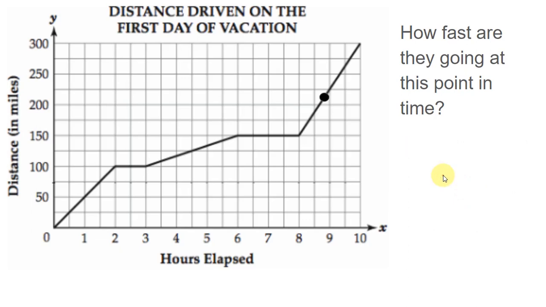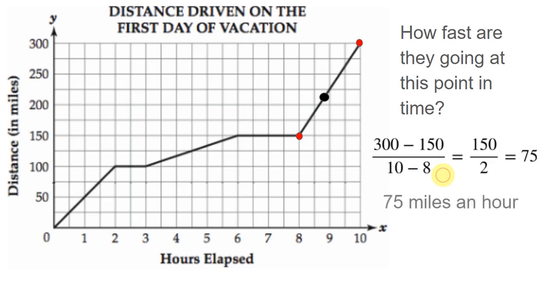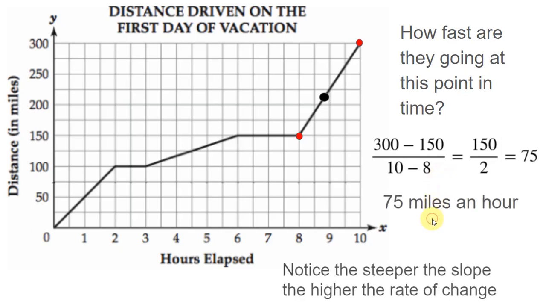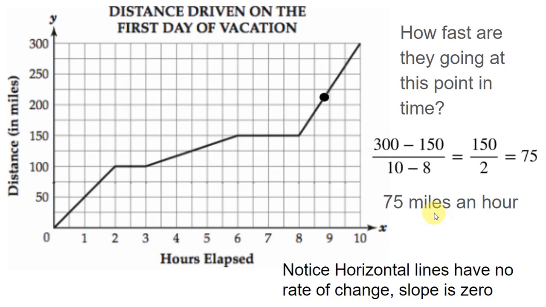And then you'll notice here, if I want to find the speed, I plot these points, 10, 300, and 8, 150, and I get 75 miles an hour. Now there's a couple different reasons for going through this. I want you to notice, number one, that the steeper the slope, the higher the rate of change is. And you also notice that when the line is horizontal, there is no rate of change, or the slope is 0.